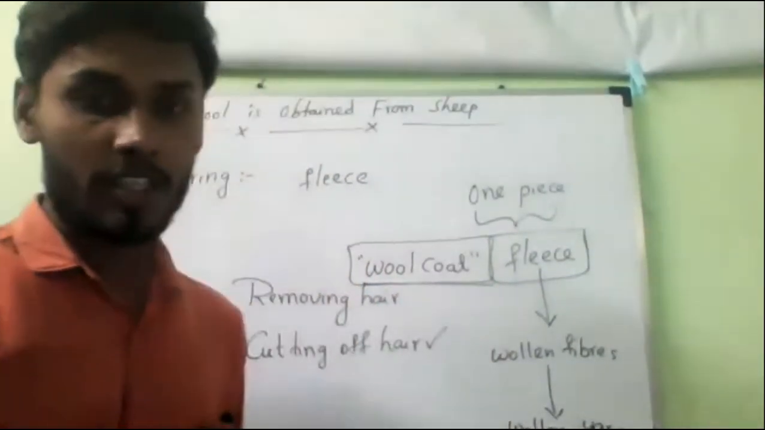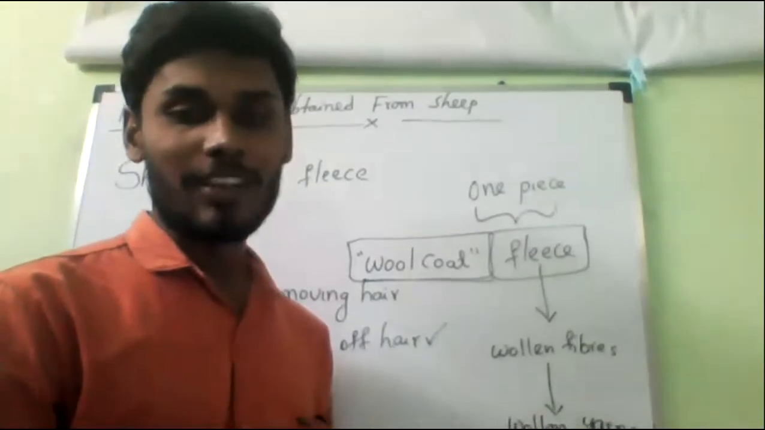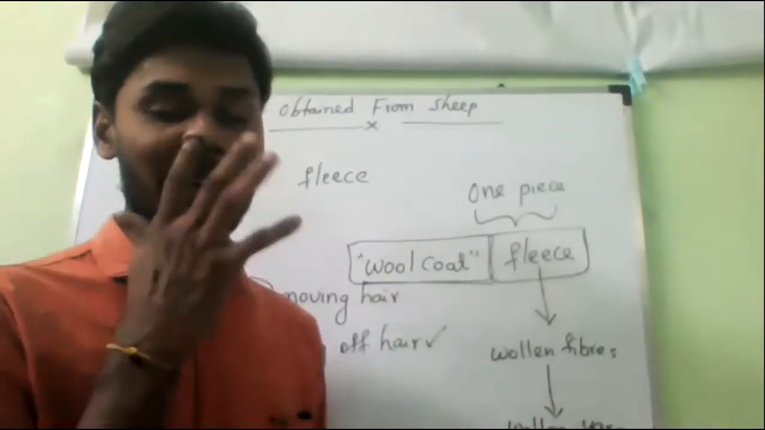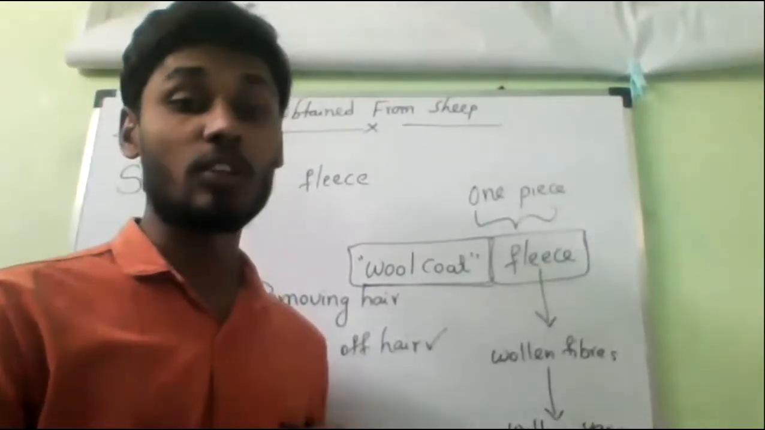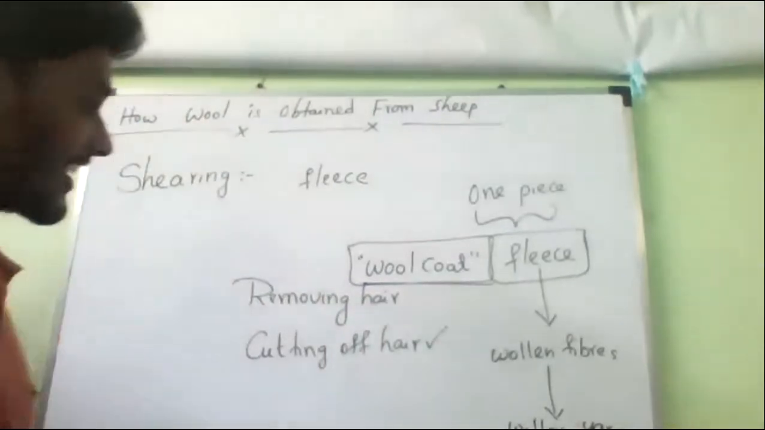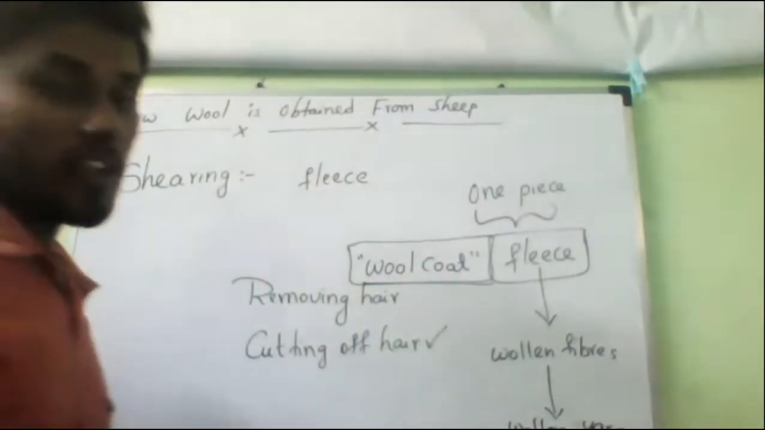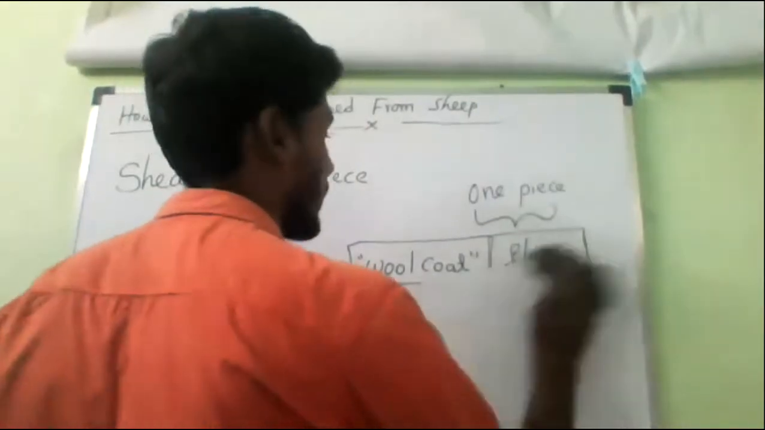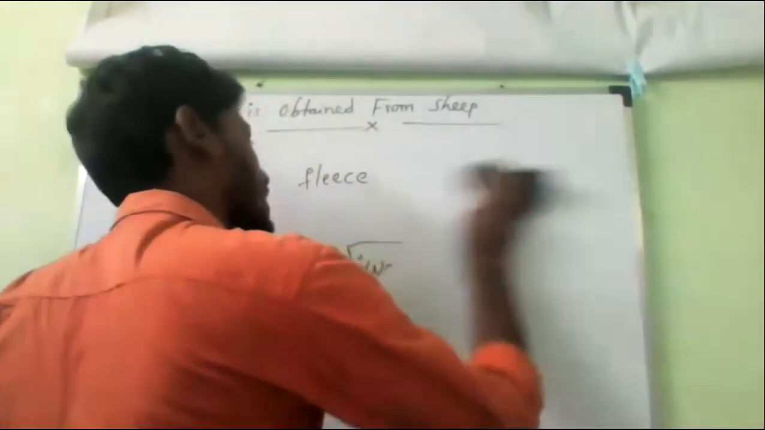So that is about the shearing. Okay, sir, it is very nice. That is the biggest, highest fleece in Australia till now, which weighed 35 kg. It is very difficult to get. So now that is the first step in obtaining wool from sheep. Now let us go for the second one.